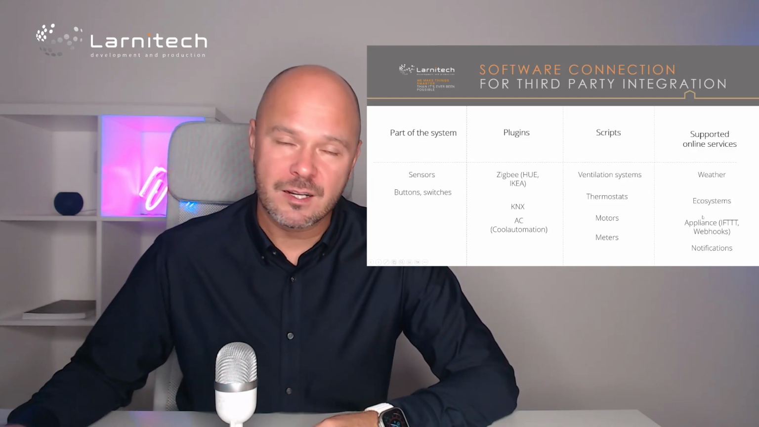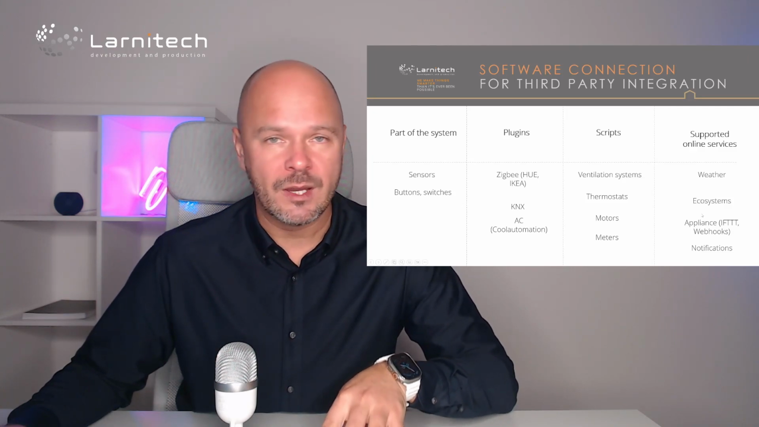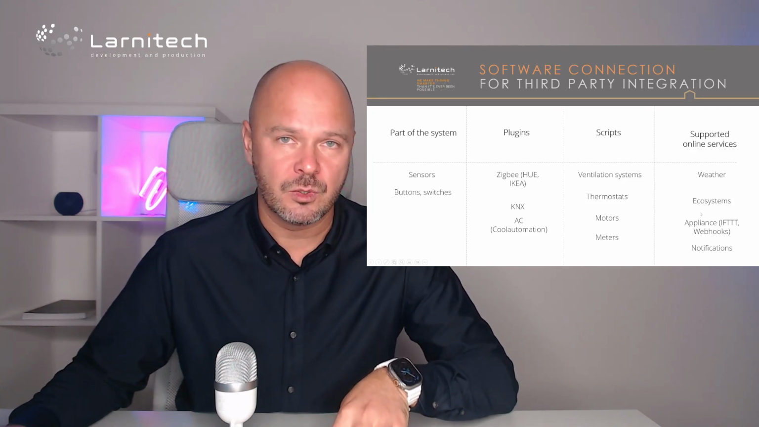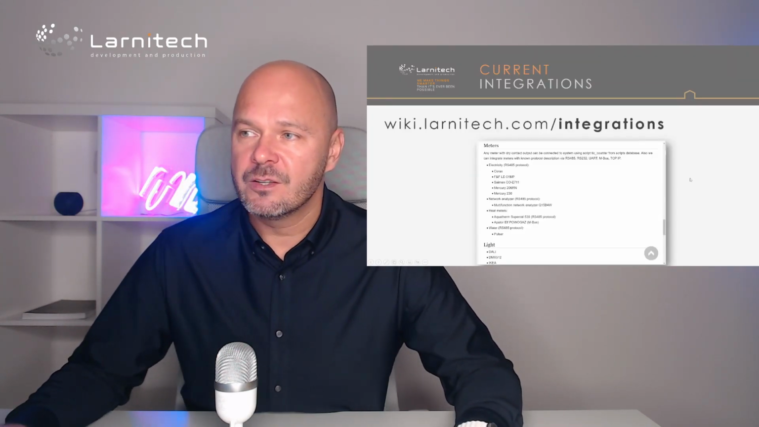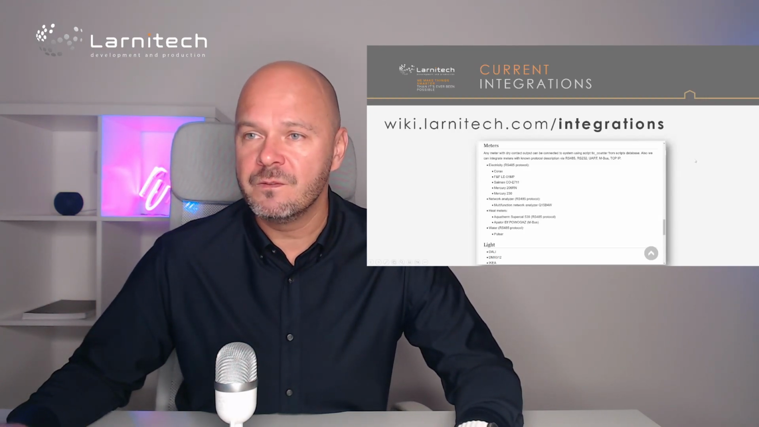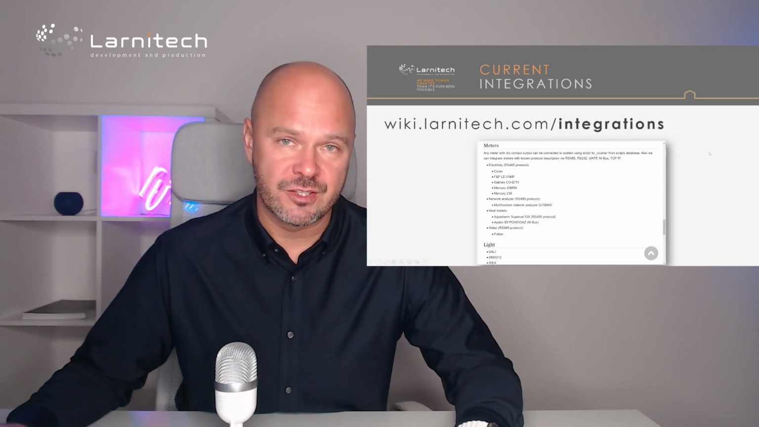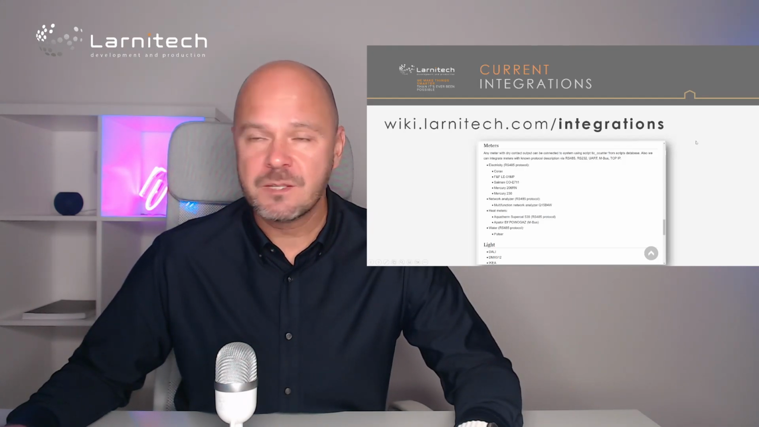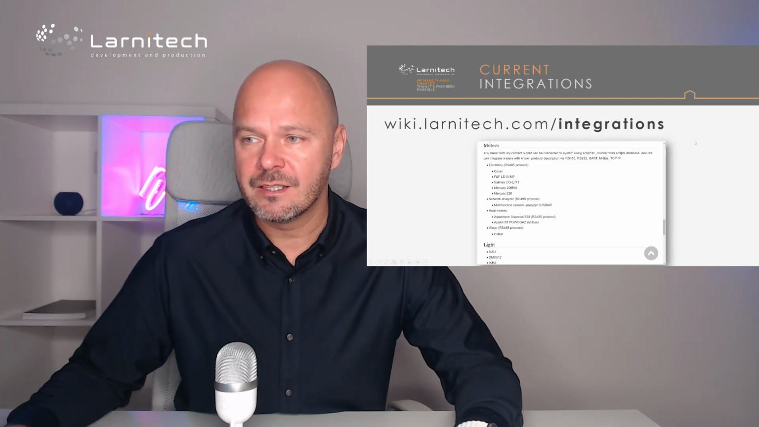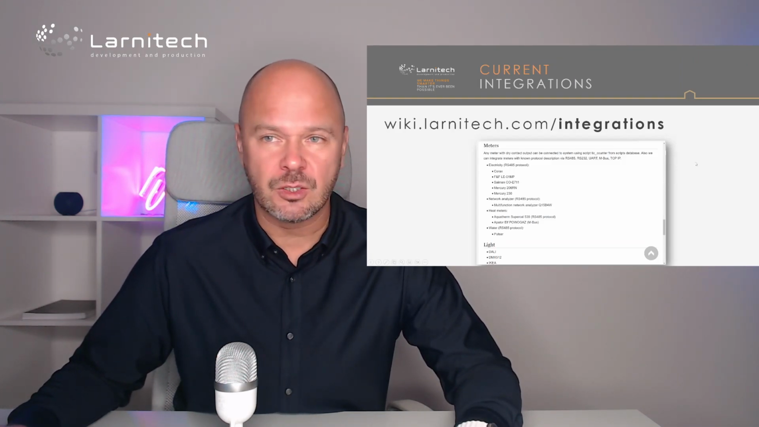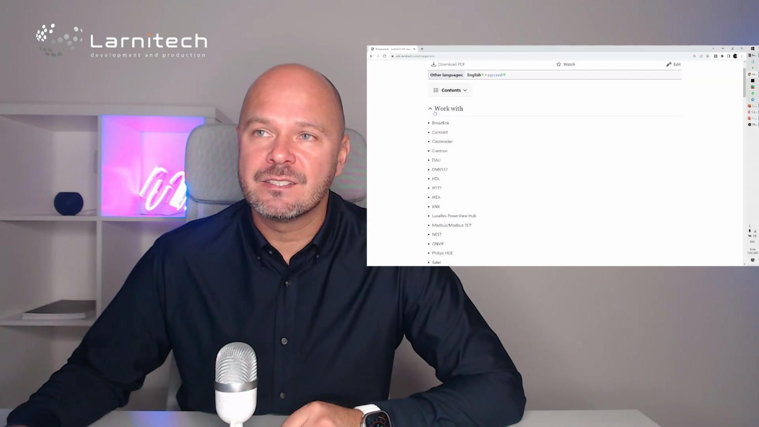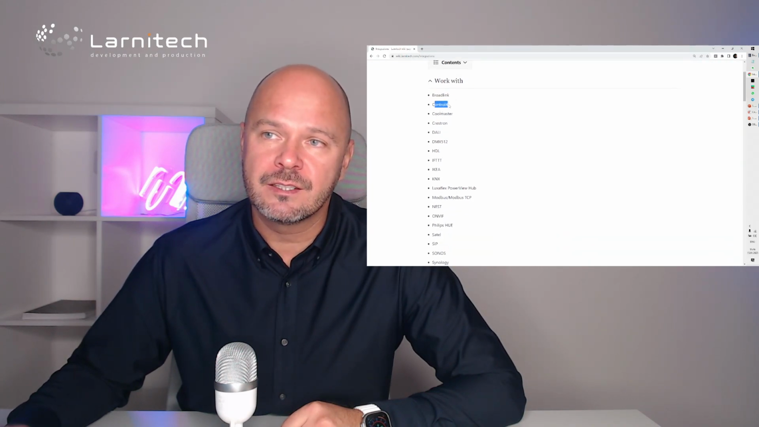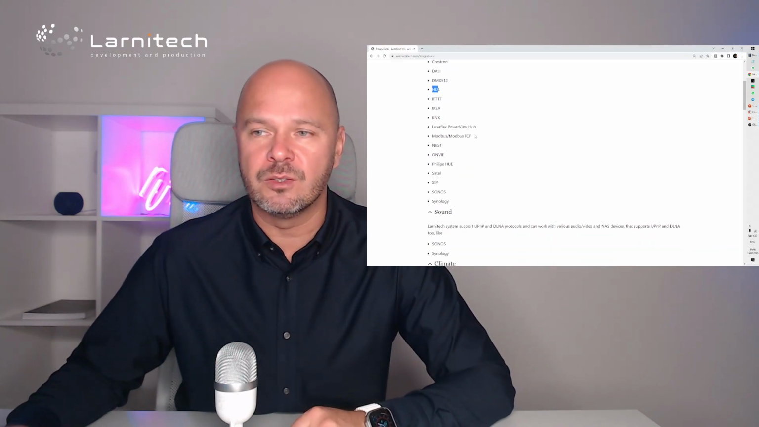Okay, so hardware part and software part, when you understand it, then you understand what is needed for the third-party connection. And there is a page named wiki.larnitech.com integrations. And on this page you can find quite a lot of things which are already integrated, but not all actually. So this is the page, and you can see that it works with Broadlink, Control4, CoolMaster, Crestron, DALI, DMX, HDL, and so on. I will not read all this.